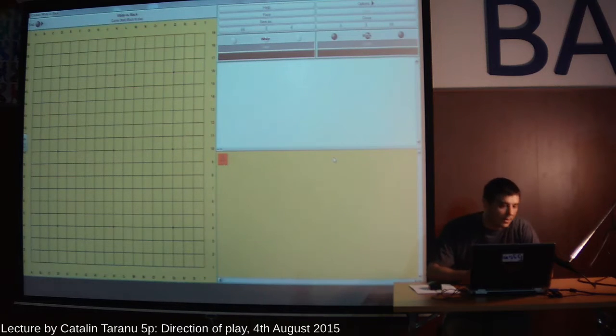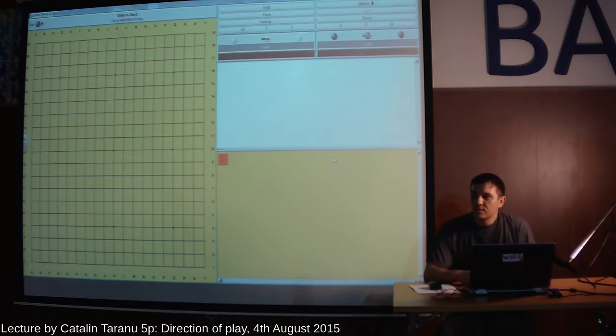Hello. I would like to start my lesson. Today the topic is direction of play. Actually, this is supposed to be a more advanced class, but somehow my topics are always getting close to the fundamentals of Go. So for today I have chosen a game. We will discuss this concept of direction of play by studying this game.